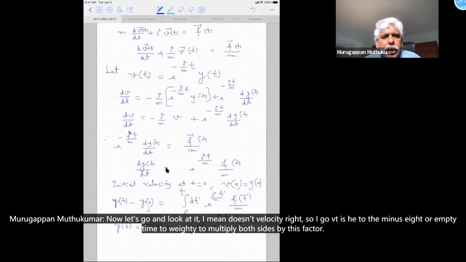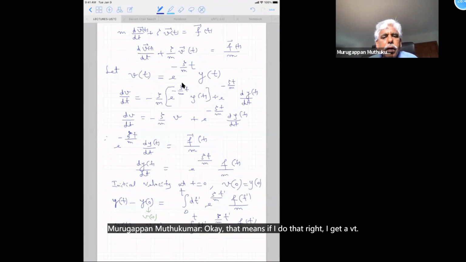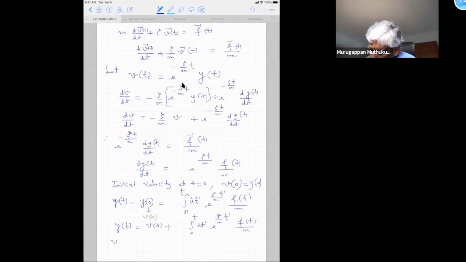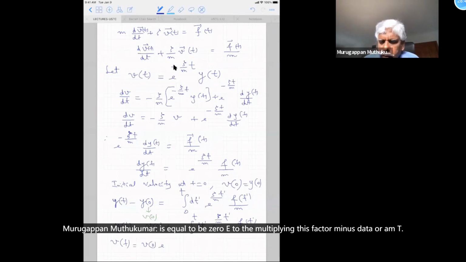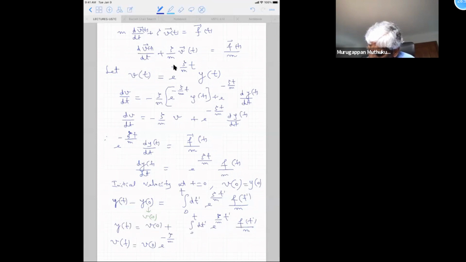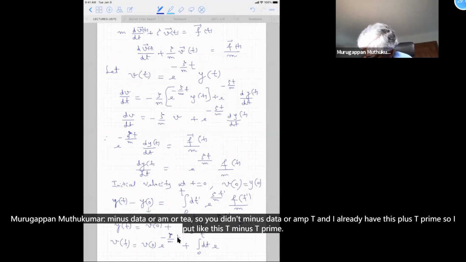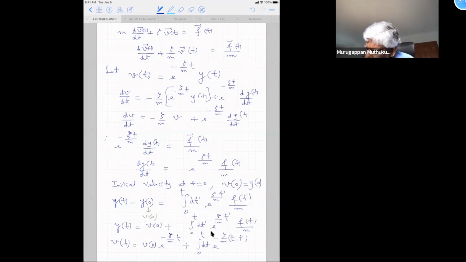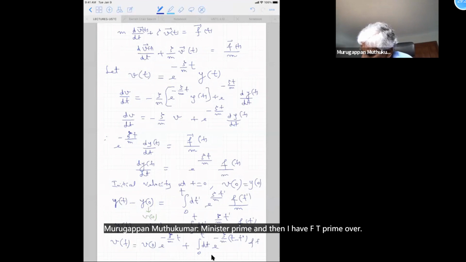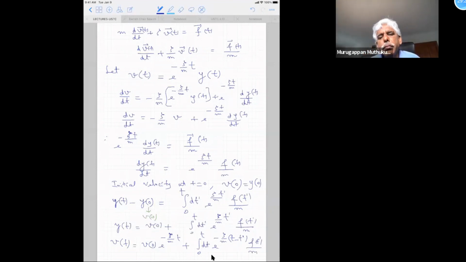Now, I'm interested in velocity, so v(t) is e to the minus zeta over m t times y(t). So multiply both sides by this factor. If I do that, I get v(t) is equal to v0 e to the minus zeta over m t, that's the first term, plus the integral from 0 to t of dt prime, multiplying e to the minus zeta over m t, and I already have the plus t prime, so it becomes e to the minus zeta over m (t minus t prime), and then I have f(t prime) over m.